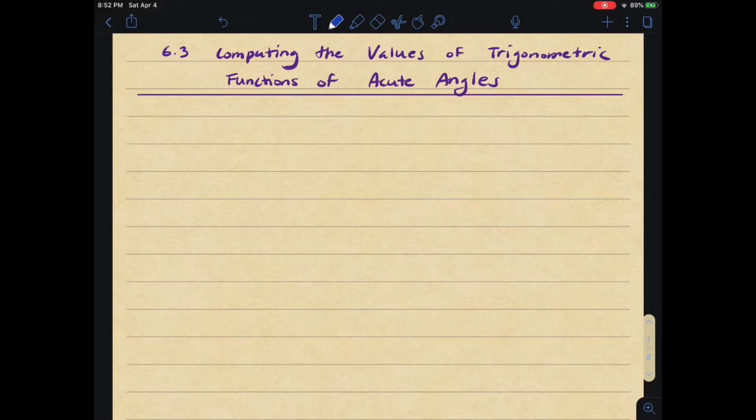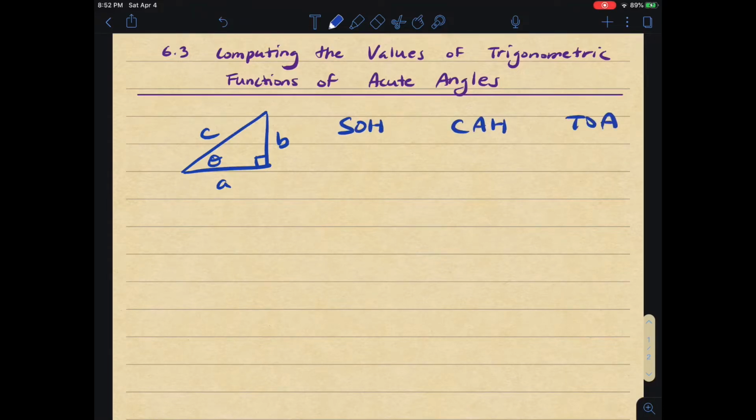So before we get started with the lesson, I want to do a quick recap of some of the concepts that we've talked about. So I'm going to draw a right triangle here, label this acute angle here theta. Let's label the sides A, B, and C. Hopefully by now we're very comfortable with these acronyms. So SOH CAH TOA: sine of theta, right, is opposite over hypotenuse, which is B over C.